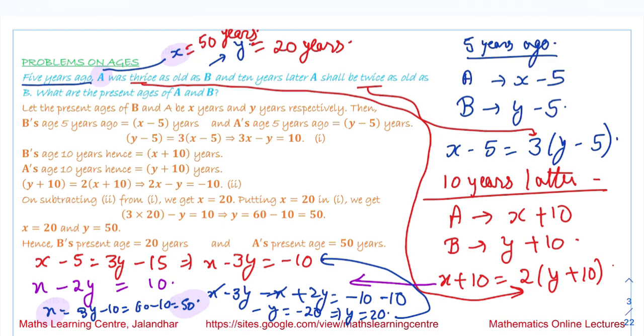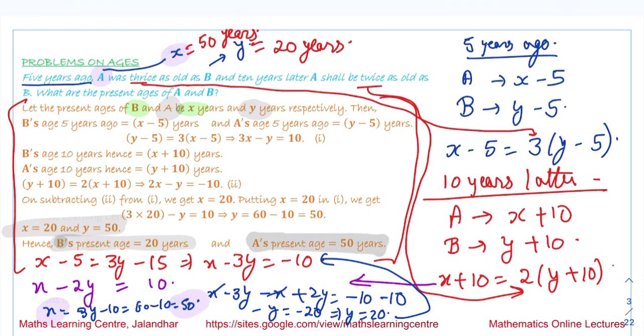The calculation shown over here might seem different because we have assumed that B's age is X years and A's age is Y years. That is why we are getting the values X is equal to 20 and Y is equal to 50. But the final answer is that B's present age is 20 years and A's present age is 50 years.